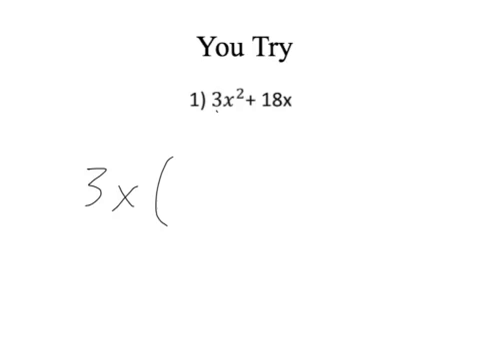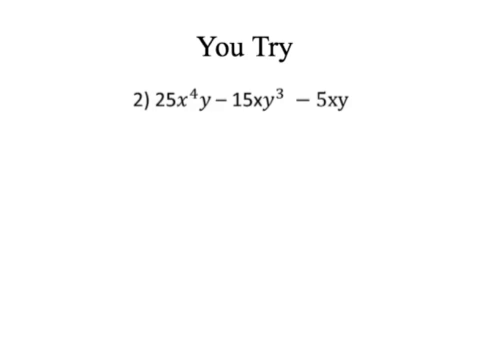So 3 divided by 3 is 1. I have 2 x's here. I'm taking one of those x's out. So therefore I only have 1 x left. Then I'm going to do 18 divided by 3, which is 6. I have 1 x. I take that x out. That means I don't have any. Go ahead and pause and do the last you try.